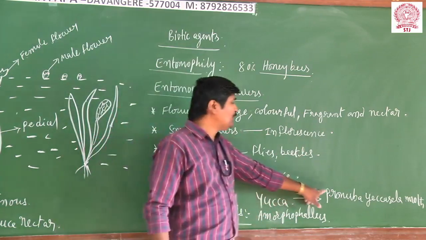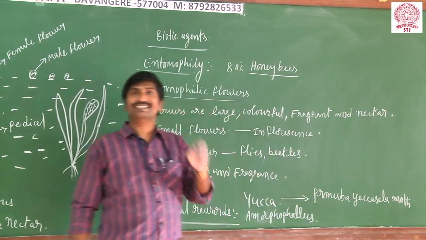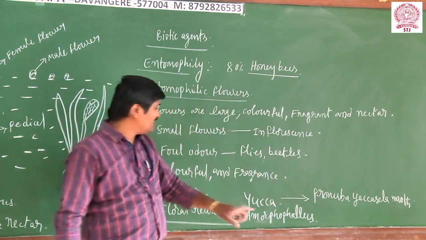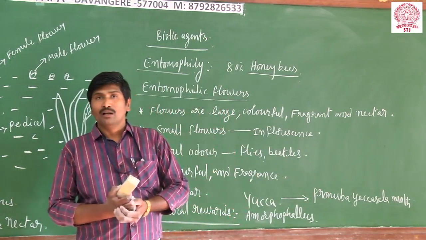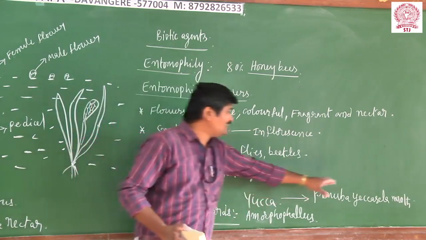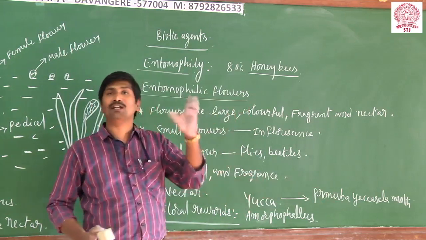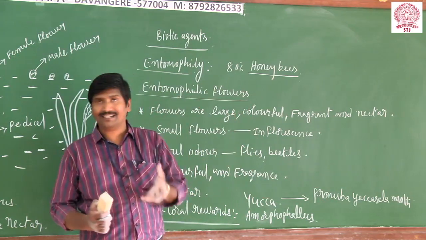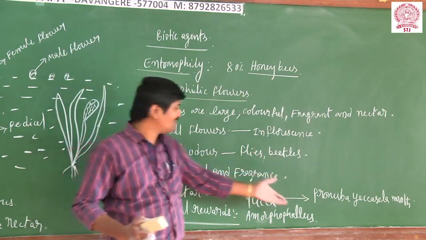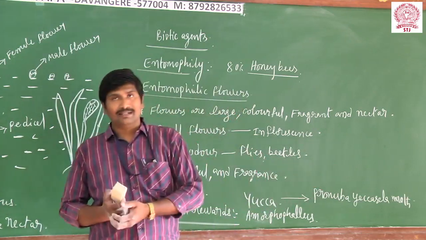This Pronuba yuccasella moth deposits eggs in the ovary of the yucca. At the same time, when the moth visits the yucca flower, pollination takes place, and further the seed set is formed. When the seeds develop, the larvae of the moth come outside.